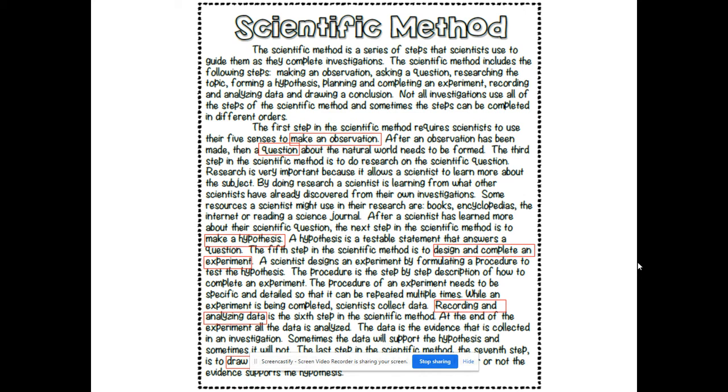A scientist designs an experiment by formulating a procedure to test the hypothesis. The procedure is the step-by-step description of how to complete an experiment. The procedure of an experiment needs to be specific and detailed so that it can be repeated multiple times. While an experiment is being completed, scientists collect data.